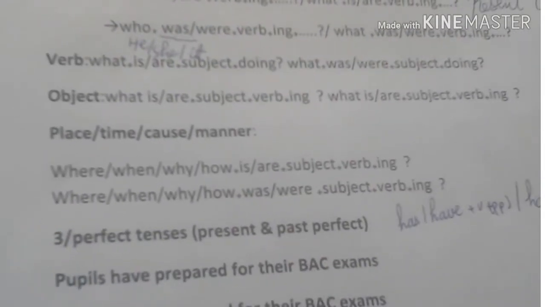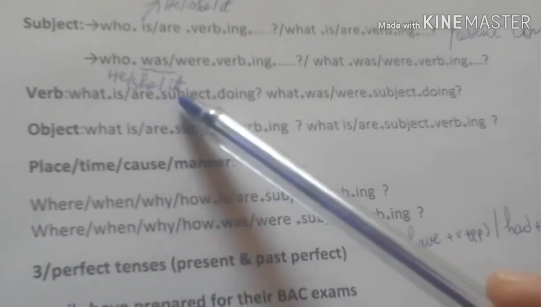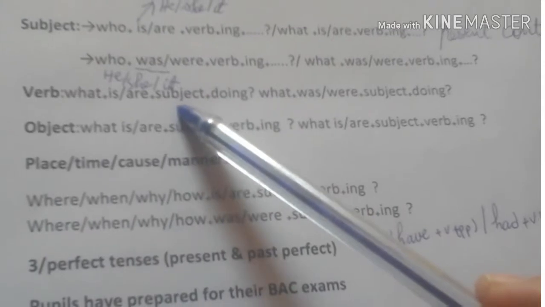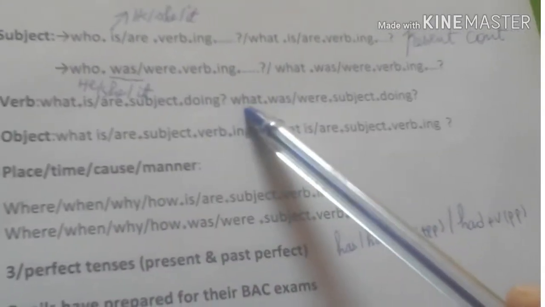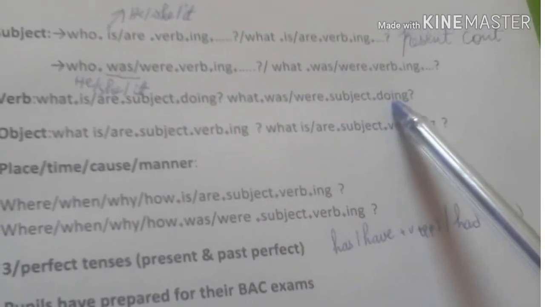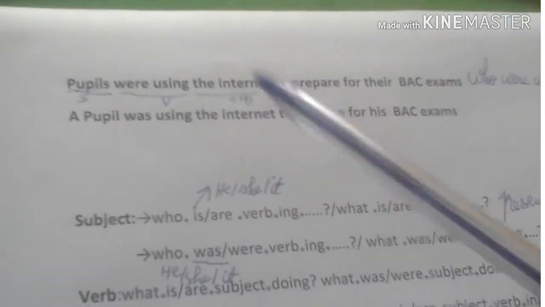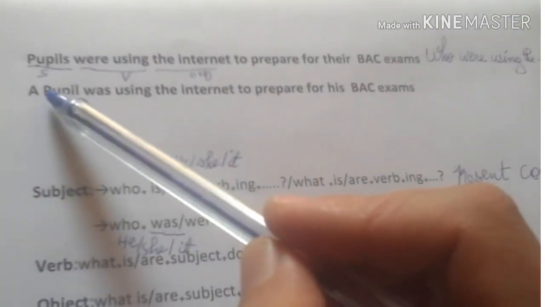Now, to ask about a verb in the present or the past continuous: what plus is or are plus subject plus doing. This is the present continuous. To ask about the verb in the past continuous: what was or were plus subject plus doing. Let's choose this sentence. Present continuous first.